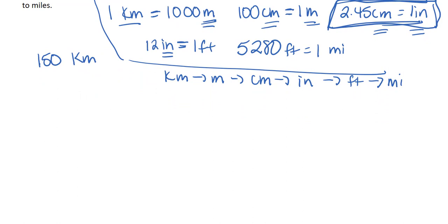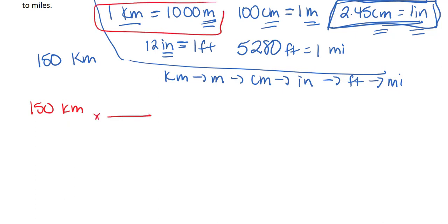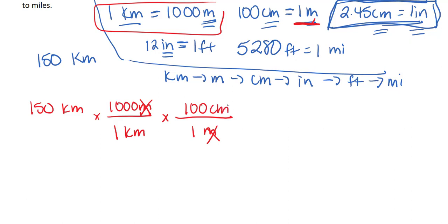So if we know 150 kilometers is what we're starting with, let's go ahead and use this. We're going to put the 1 kilometer on the bottom and the 1,000 meters on the top. Then we're going to take this 1 meter, because we need to get this unit gone. Whatever we do here, we put that next unit on the bottom to get rid of it. We have this many steps. And then we're left with 100 centimeters on the top.